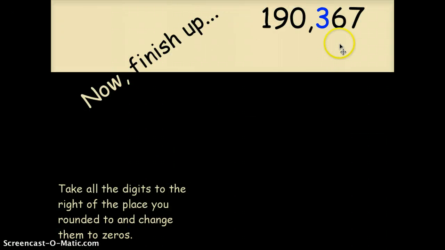To finish up, we need to take all the digits to the right of the place that we rounded to and change them to 0. So our final answer would be 190, because remember the numbers to the left of our value stay the same. 3 is our new number, and now we have 0, 0.